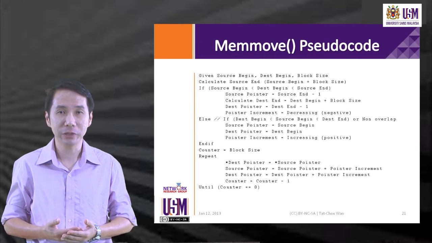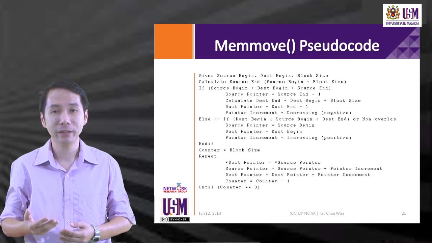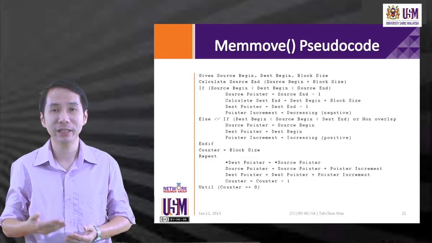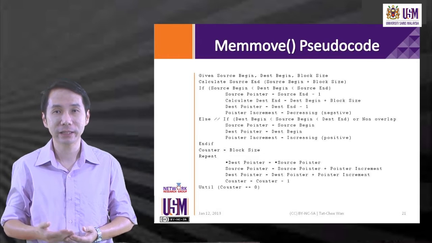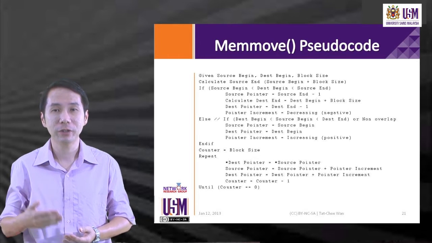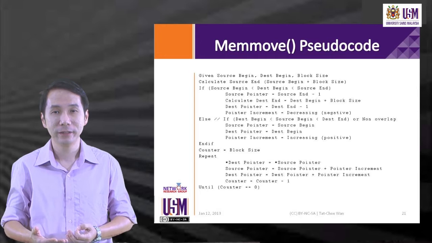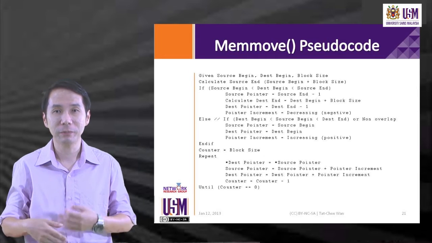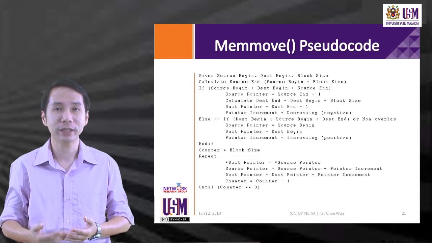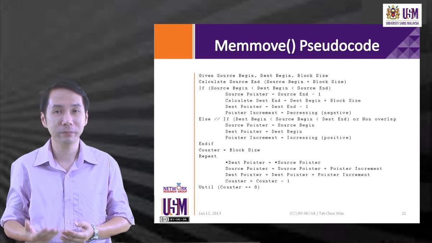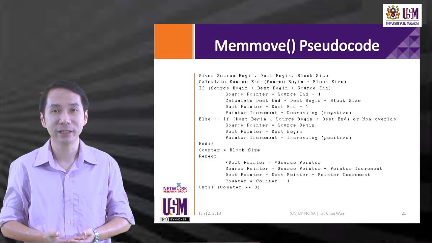When we enter into the routine, we will check whether the destination begin address falls between the source begin and source end address. If it does, then we need to start copying from the end to the beginning, and we set an increment value to decrement. Otherwise, we will do the opposite, and this applies also for the non-overlapping case, because for non-overlapping cases, it doesn't matter whether we copy from the beginning to the end or the end to the beginning.